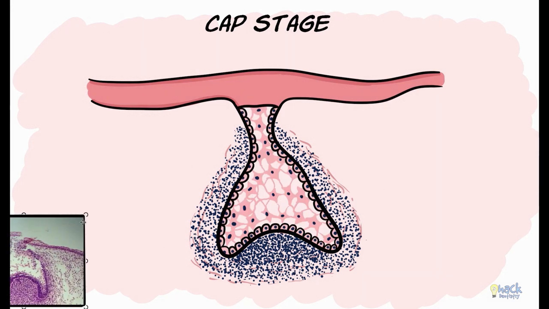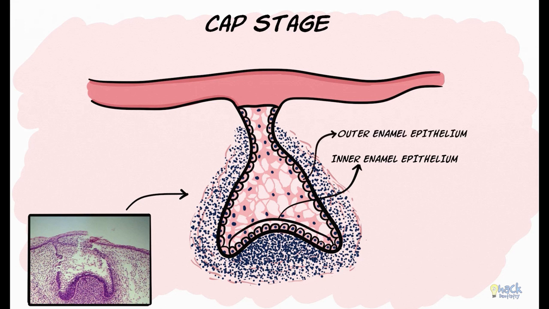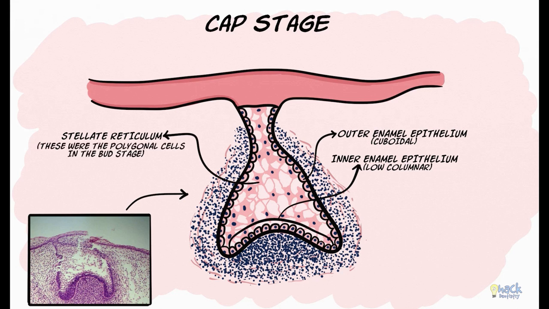In the cap stage, the enamel organ comprises three different types of cells called the inner and outer enamel epithelium and the stellate reticulum. Inner enamel epithelial cells are low columnar and line the invagination of the cap on the inside, while the periphery of the cap is lined by cuboidal outer enamel epithelium. In between these cells, filling the enamel organ, are cells called the stellate reticulum. Now these cells were the polygonal shaped cells which fill the enamel organ during the bud stage.